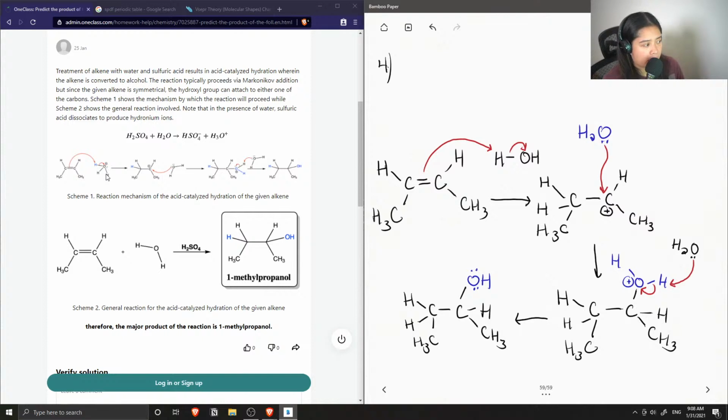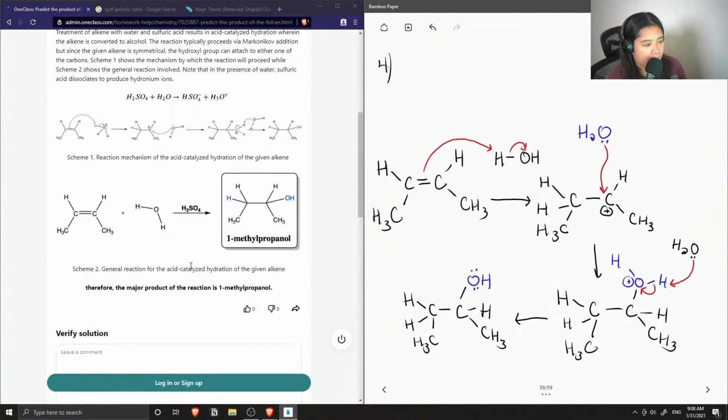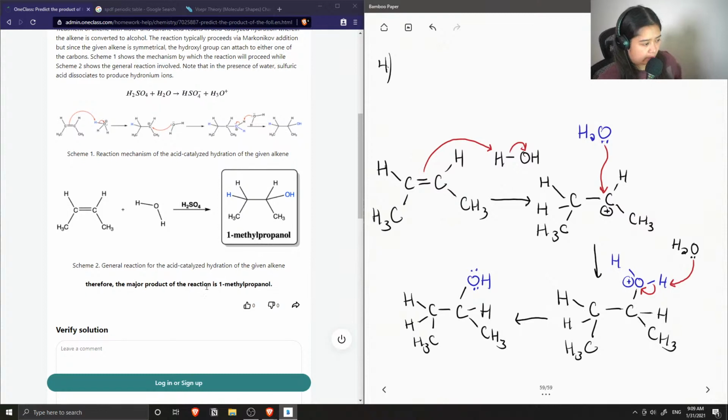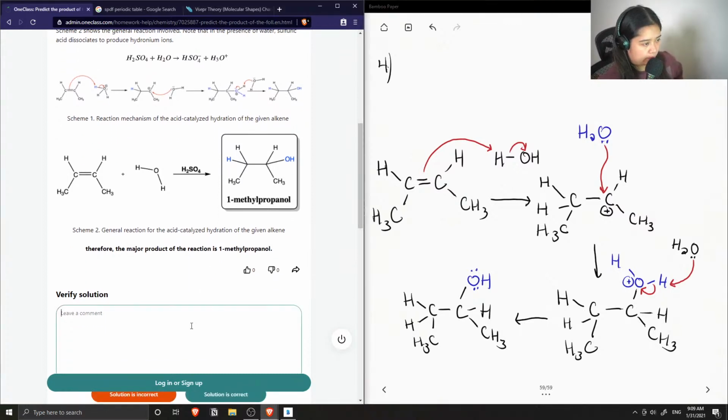Okay, so they also drew out a mechanism. We have the double bond getting reduced, a water molecule coming in to attack the carbon, and then we have our final product, which is 2-butanol. Okay, so this solution is correct.